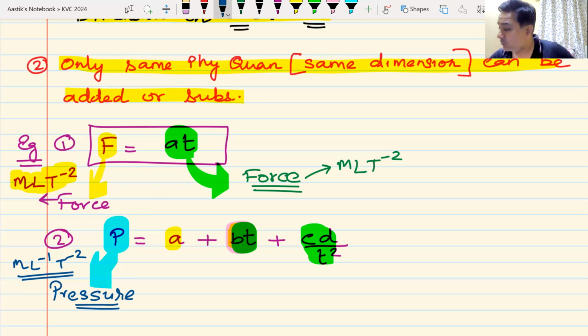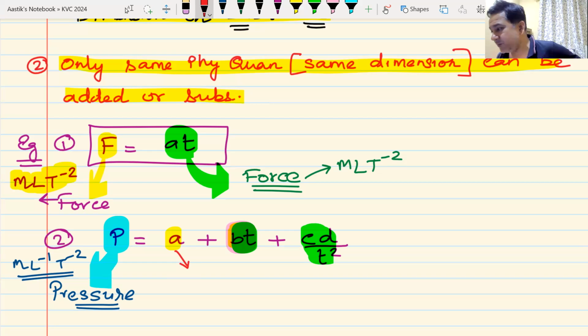Now, I've only told you on the left hand side you have pressure. Now I'm asking you what will be this physical quantity? What will be A equal to? Remember all these physical quantities, whether it is A or B into T or C into D by T square, they are all same. What will be A equal to? Which physical quantity would be A?